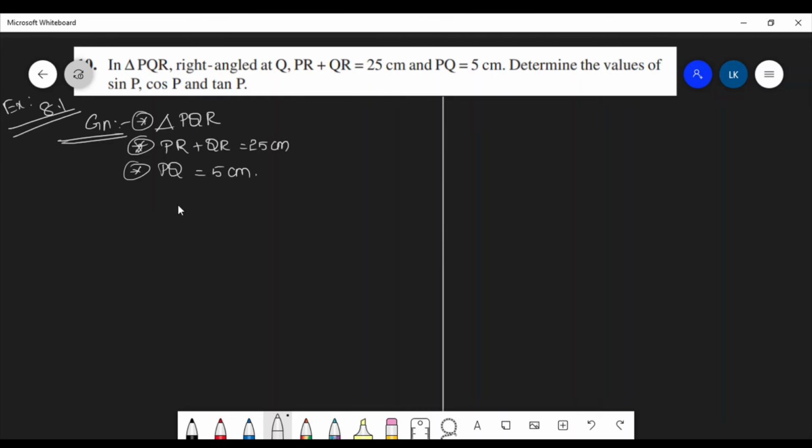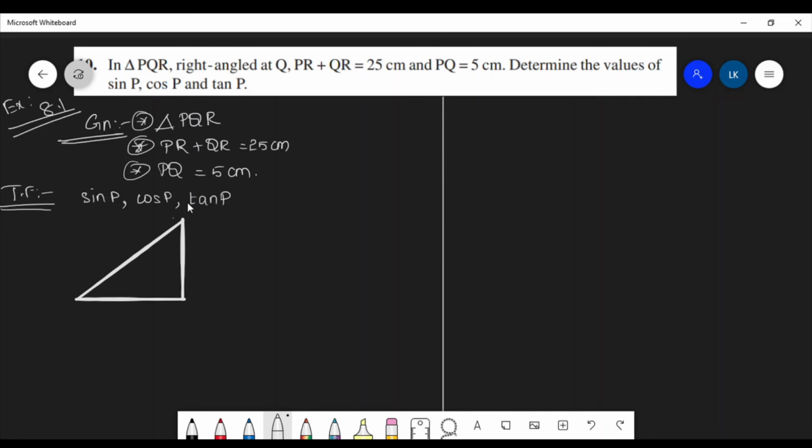What we have to find? To find the values sin P, cos P and tan P. First we have to find the three sides of the triangle using Pythagoras theorem, and then we have to find the trigonometric ratios sin P, cos P and tan P, which is very simple.